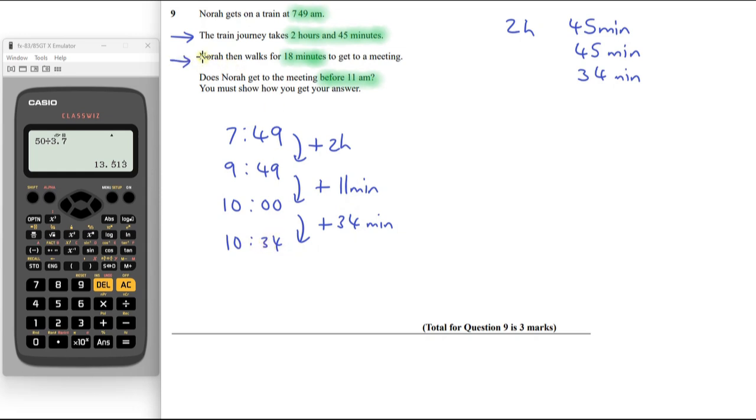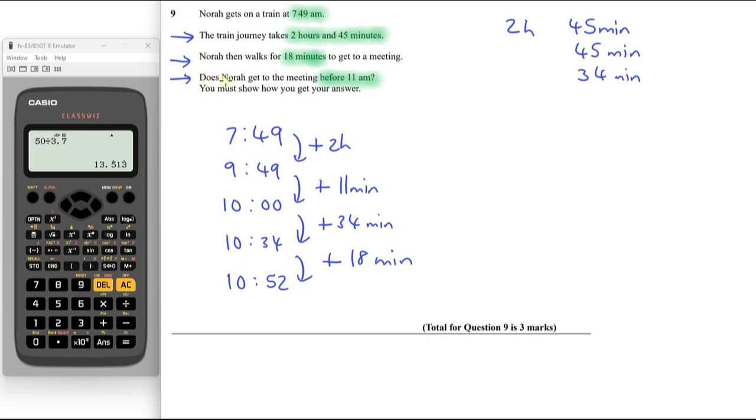Now let's move on to this part. It says Nora then walks for 18 minutes to get to a meeting. So if we add on 18 minutes, what do we get? Well, 34 plus 18 is 52. So that takes us to 10:52.